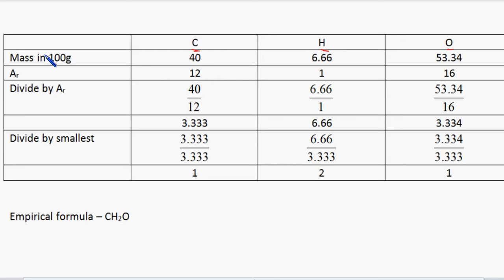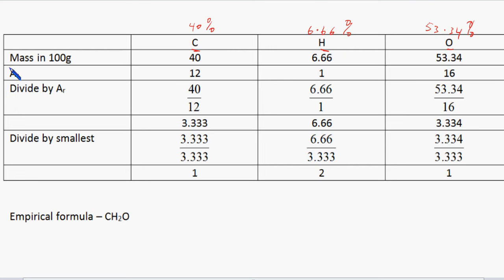And what we need to do is to first write it down like this. We need to write down the mass in 100 grams. Now remember, in the question it said 40% carbon, 6.66% hydrogen, and 53.34%. Usually when they give you the percentages, the first statement is to write down the mass in 100 grams. All we do is remove the percentage sign. So it'll be 40 grams, 6.66 grams, and 53.34 grams.